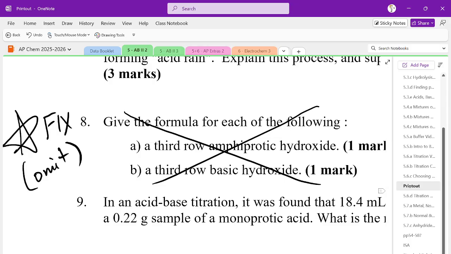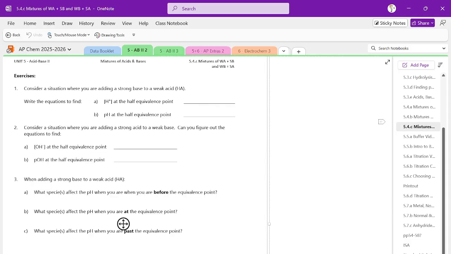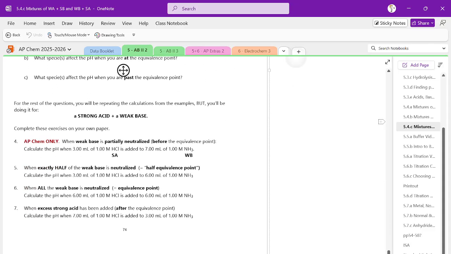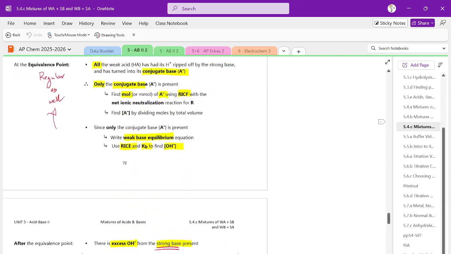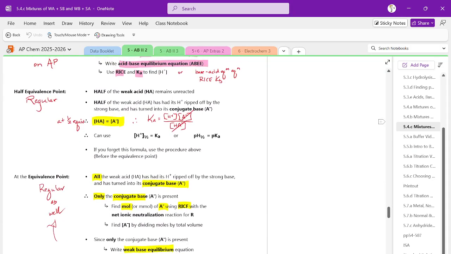Yes? Can you go on to like page 72? 72? Maybe go through the half equivalence point and the equivalence point of it, like maybe the half. Okay.